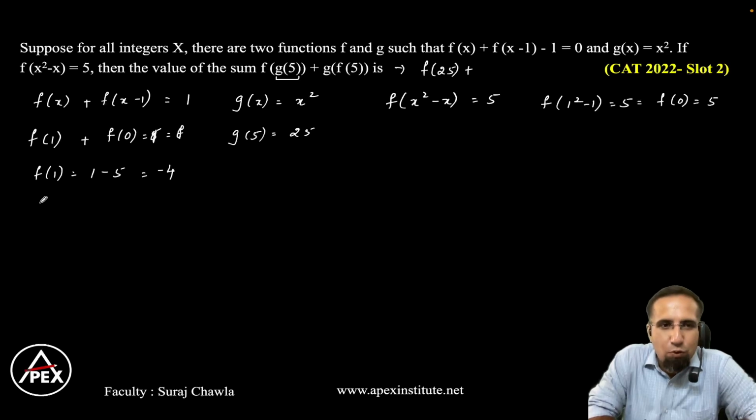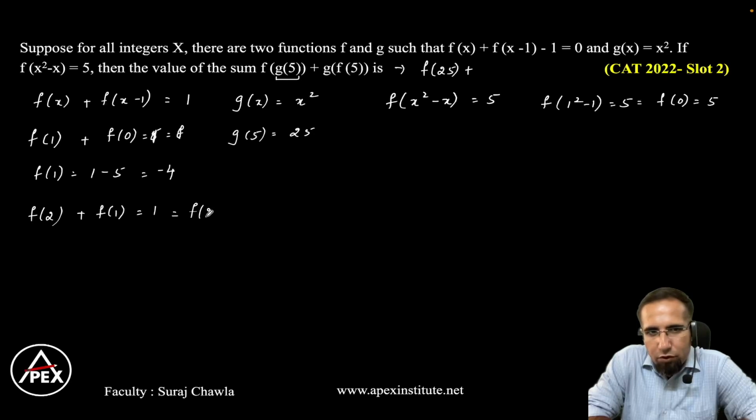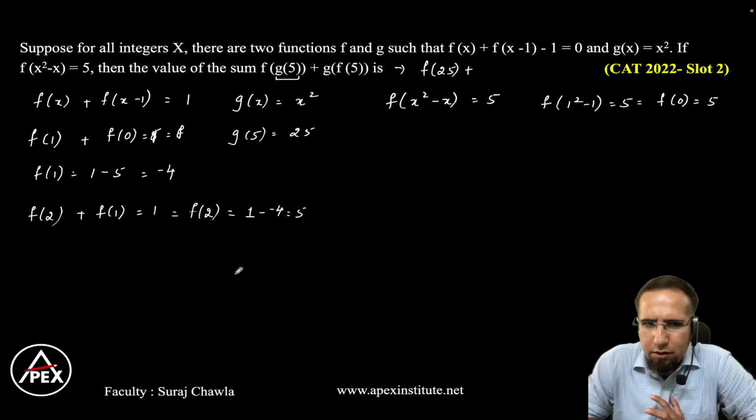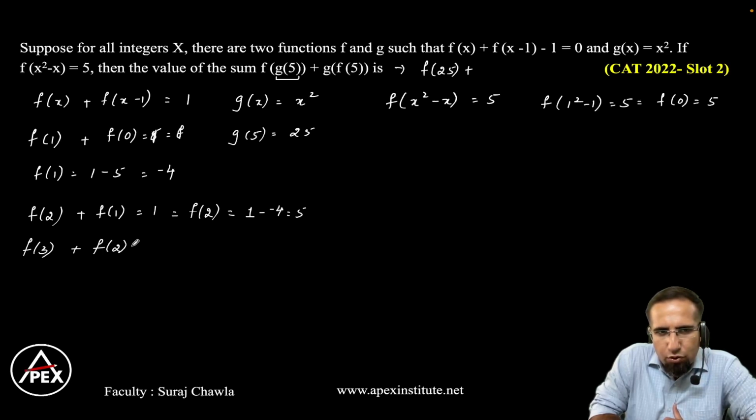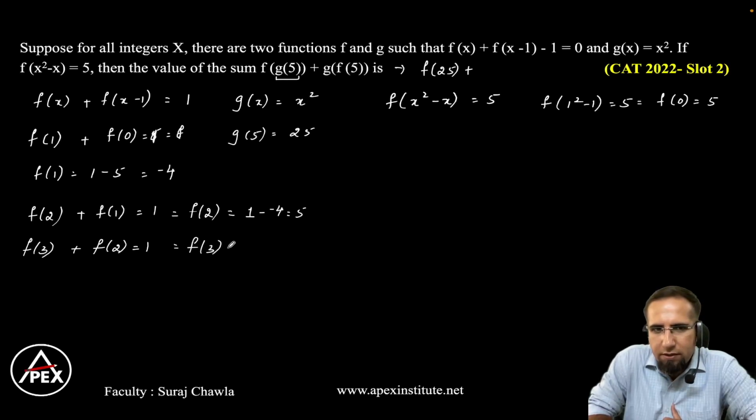Now let's replace x is equal to 2. If I replace x is equal to 2, I get f of 2 plus f of 1 is equal to 1, or in short we get f of 2 is equal to 1 minus f of 1, that is 1 minus of minus 4, that is 5. So what am I observing? Let's take f of 3 for example. Now f of 3 plus f of 2 is equal to 1, or f of 3 is equal to 1 minus f of 2, that is equal to minus 4.